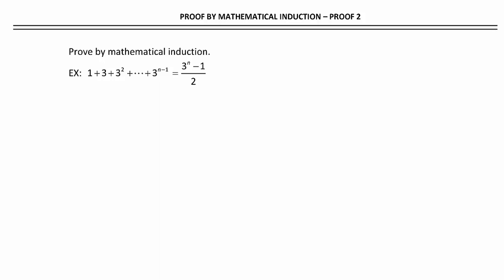In this video, we'll be doing a second proof by mathematical induction. This time, we want to show that 1 plus 3 plus 3 squared plus up to 3 to the n minus 1 is equal to (3 to the n minus 1) divided by 2.